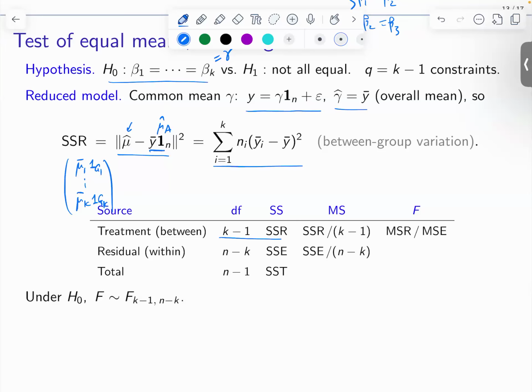So that would be the degrees of freedom of the SSR. SST, the null model, would be basically similar. It would be intercept only, so n minus 1. And so the SSE would be n minus k.